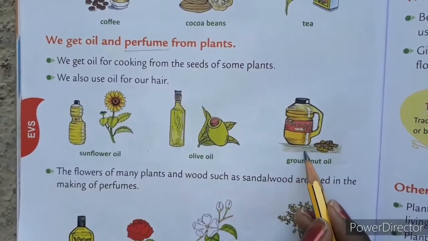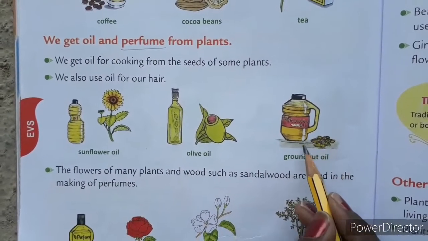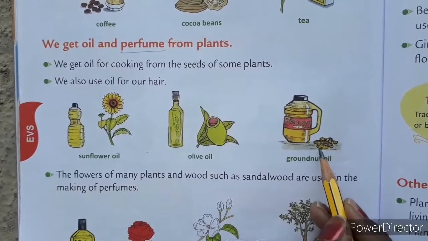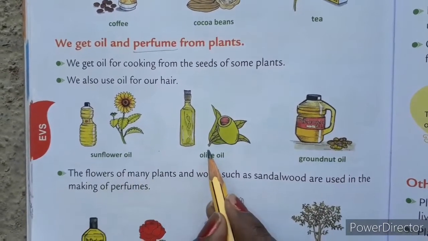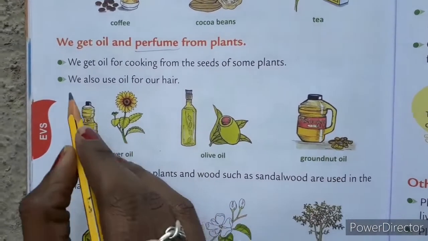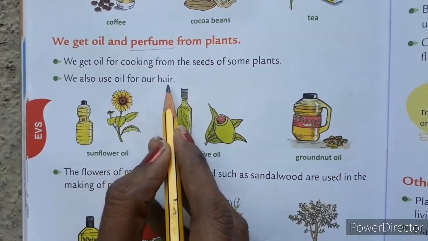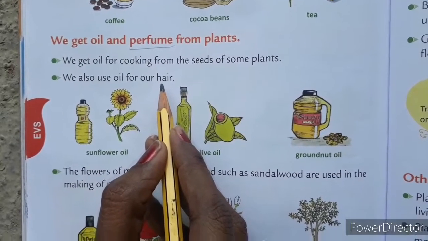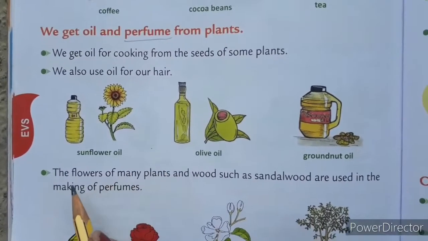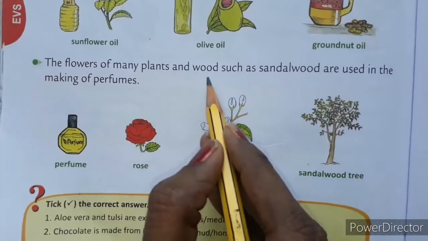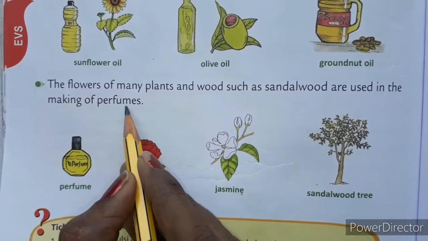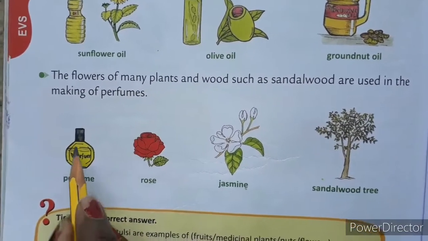Next, groundnut oil. See children, these are groundnuts and this is groundnut oil. Groundnut oil is used in cooking. So, sunflower oil, olive oil, groundnut oil, these are used in cooking. We also use oil for our hair. Coconut oil is used for our hair. Next, the flowers of many plants and wood such as sandalwood are used in the making of perfumes. See children, this is perfume.